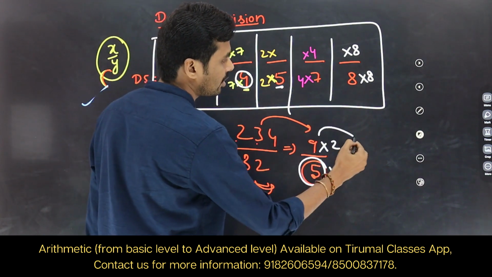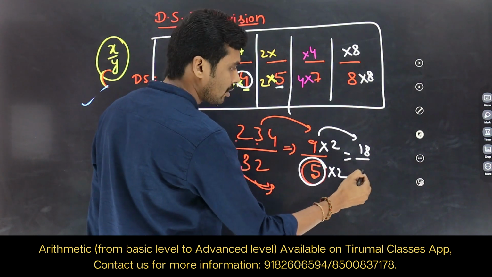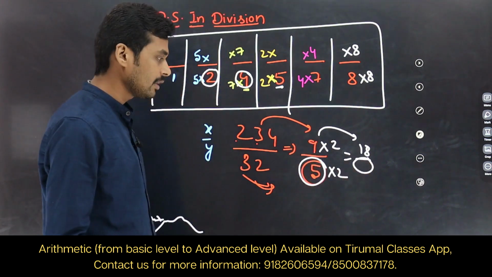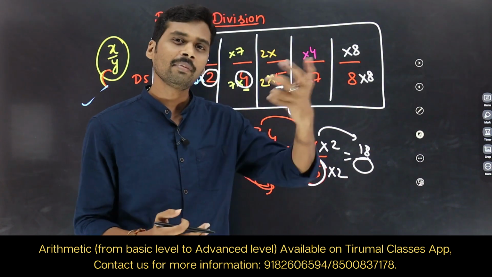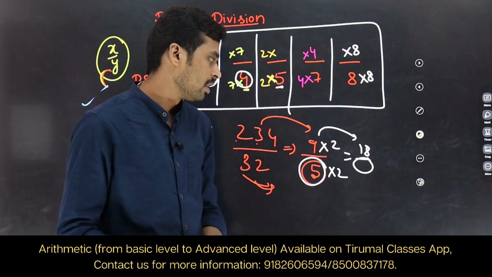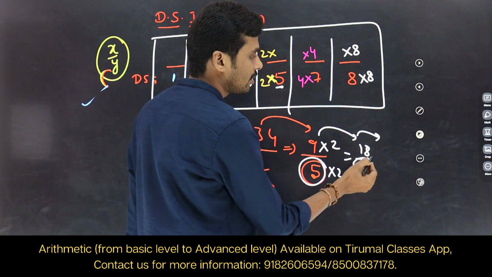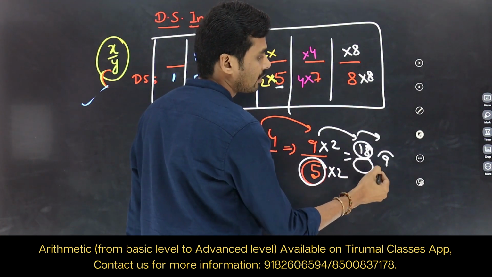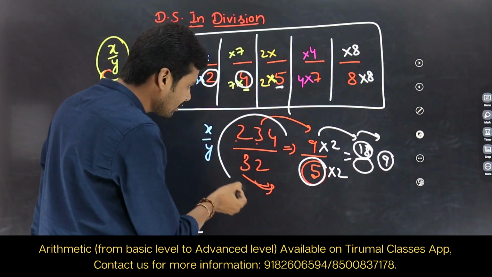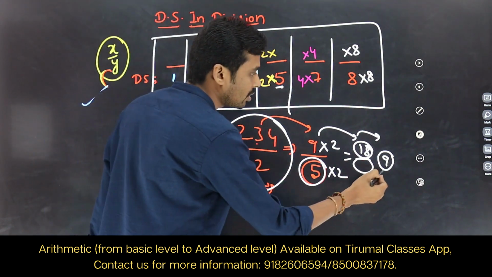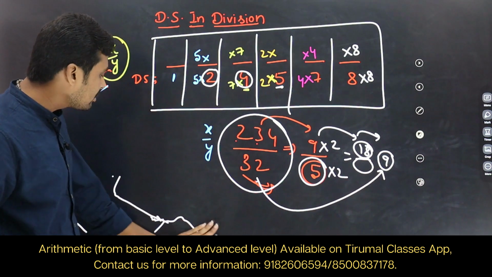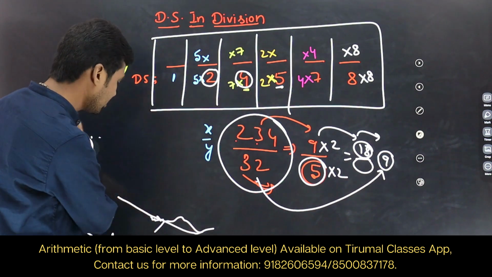Now 9 times 2 is 18. So now you don't need to take the denominator separately, because the denominator part ds value is 1, and anything by 1 is the same number. So only take the numerator value. So 8 plus 1, ds is 9. So the ds value of x by y, or the ds value of 234 by 32, becomes 9. And please note down these points.